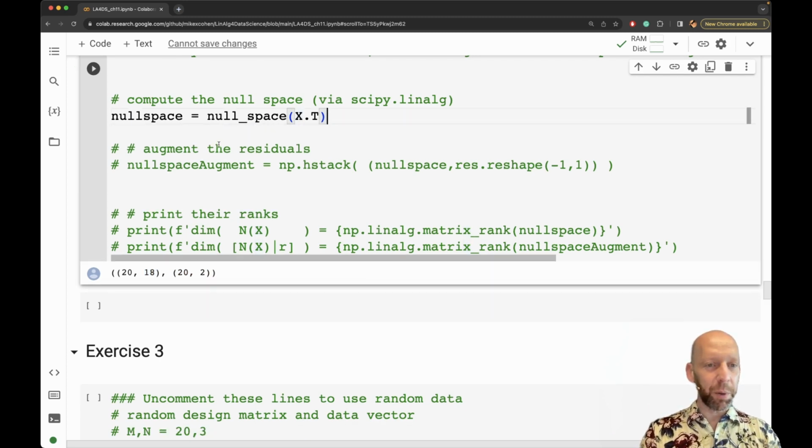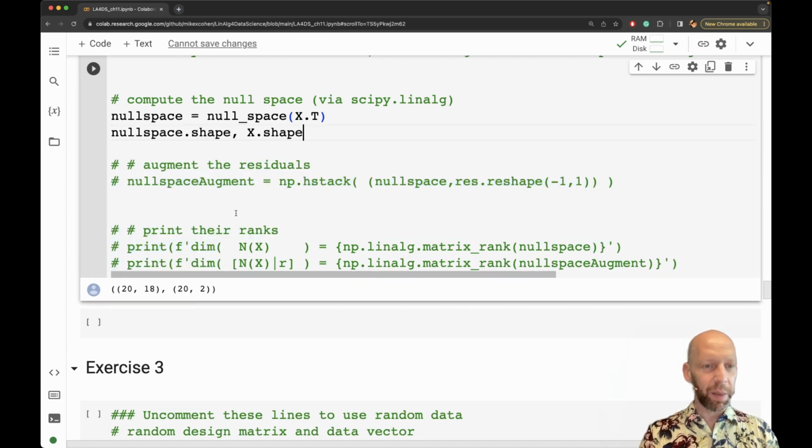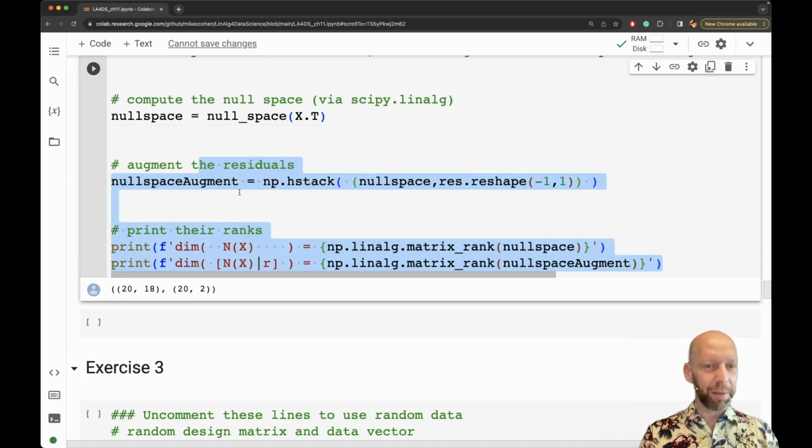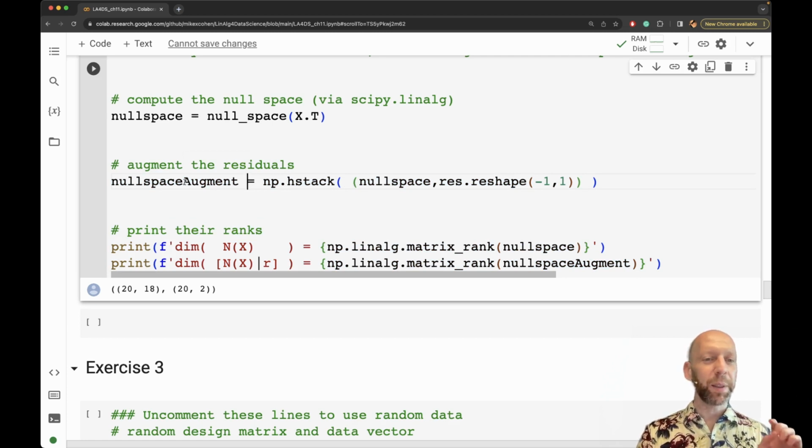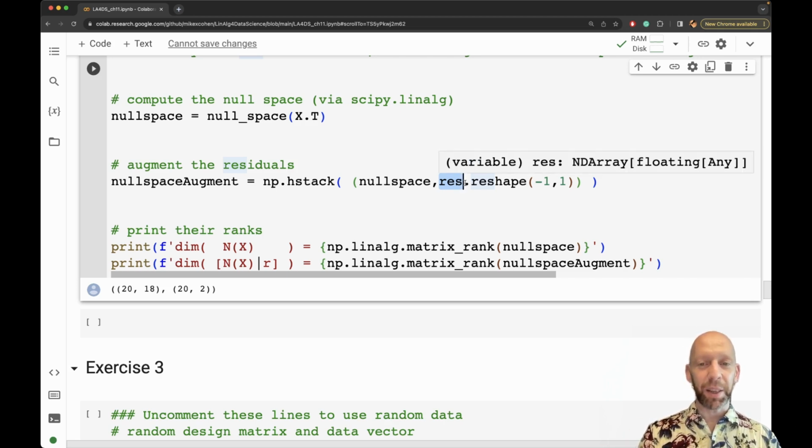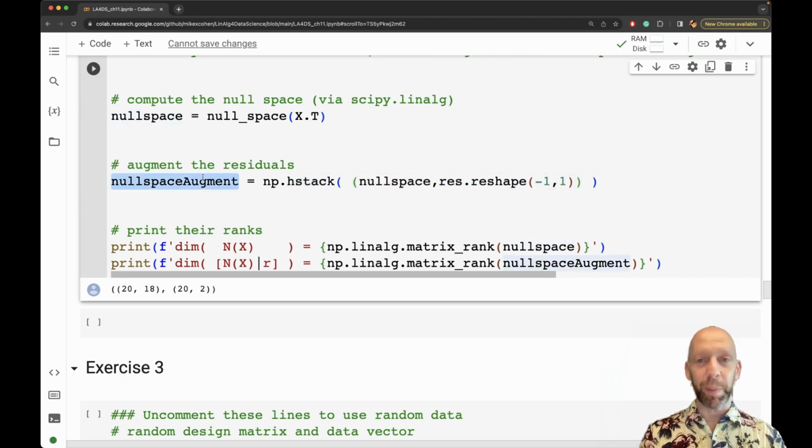And now what I'm going to do is uncomment these. I think I'll just undo all of this stuff. Okay, so here what I do is augment the residuals vector onto the null space. Now you have to do a little bit of trickery in Python here because this vector here, res, actually doesn't have any intrinsic orientation. So we need to endow this vector with an orientation, turn it into a column vector. So we can then horizontally stack this vector next to this matrix, and that gives us the augmented matrix.